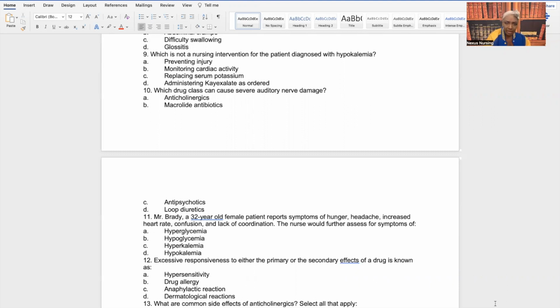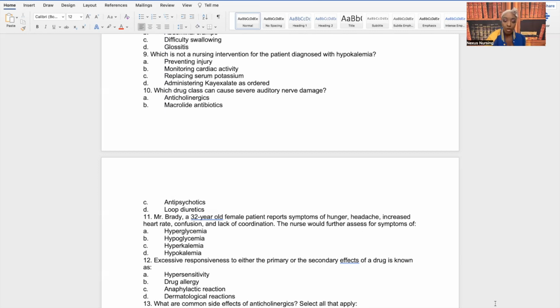Why would we give them Kayexalate? Remember Kayexalate, what does it do? It binds the potassium. So when the patient has a bowel movement, it comes out in the fecal matter. That patient that has hypokalemia, why would we want them to get rid of even more potassium? Absolutely not. Right? So we would want to do A, prevent injury. We would want to put that patient on a cardiac monitor because whenever you're thinking of potassium, you better be thinking of the heart. And we do want to replace the potassium that they're missing, but we're not trying to get rid of it. We're not going to give them Kayexalate. Kayexalate is for the patient that has hyperkalemia.